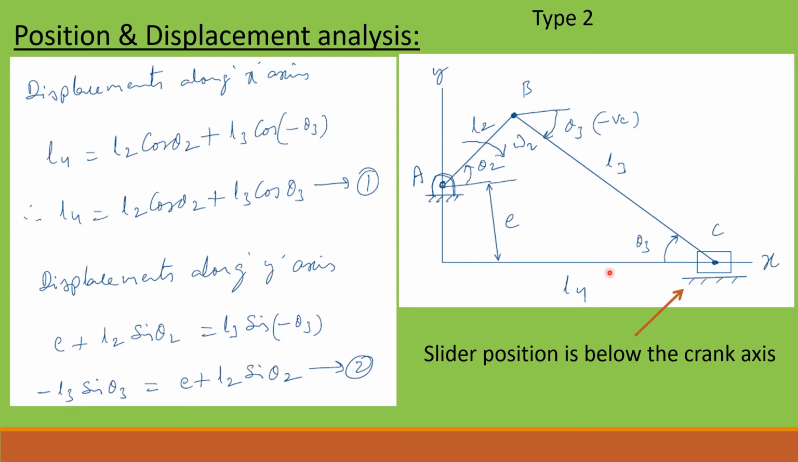So displacement along x-axis can be written as L4 equal to L2 cos theta 2 plus L3 cos minus theta 3. So that becomes L4 equal to L2 cos theta 2 plus L3 cos theta 3. Let us call that equation 1. And now displacements along y-axis can be written as e plus L2 sin theta 2 equal to L3 sin minus theta 3. So that becomes minus L3 sin theta 3 equal to e plus L2 sin theta 2. Let us call that equation 2.